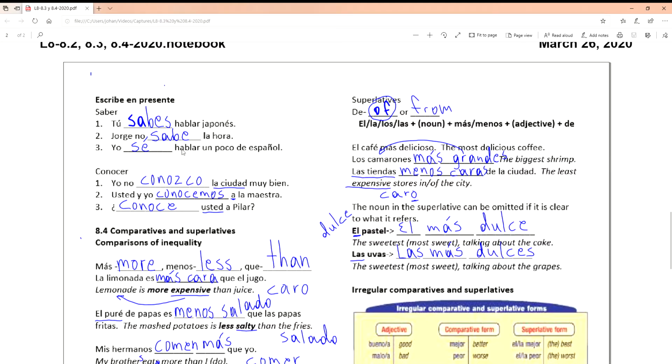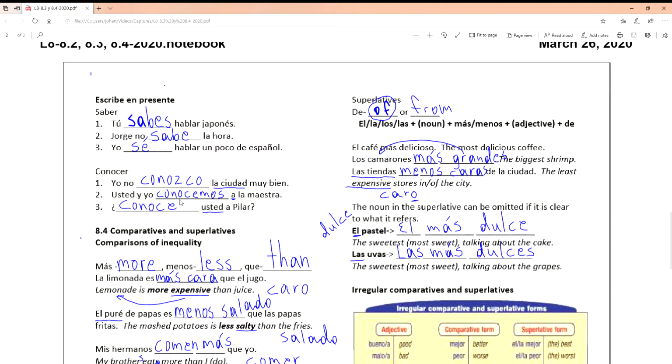And then the last one, hablar un poco de español. That's to speak a little bit of Spanish, knowing how to do something. So yo sé, with the accent over the e, hablar un poco de español. Now the forms of conocer. We use conocer to know either a place or a person, right? On the first one, la ciudad is city, so that would be knowing a place. So yo no conozco la ciudad muy bien. I don't know the city very well.